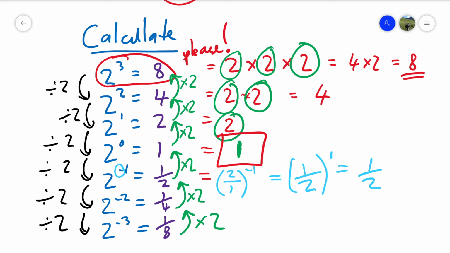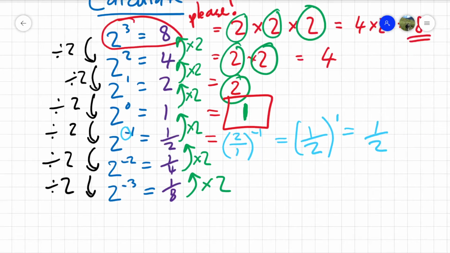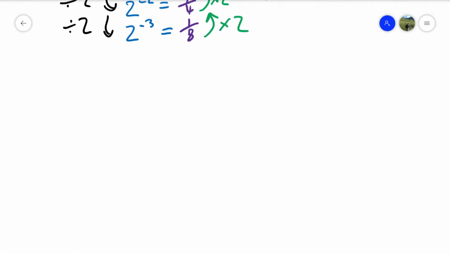2 to the 0 must be equal to 1, obviously, because if you divide 2 to the 1 by 2, you get 1. And then what's a half divided by 2? It's a quarter. What's a quarter divided by 2? Blah, blah, blah. There you go. There's some ideas. So that was a learning opportunity. I don't want to get too buried into it.